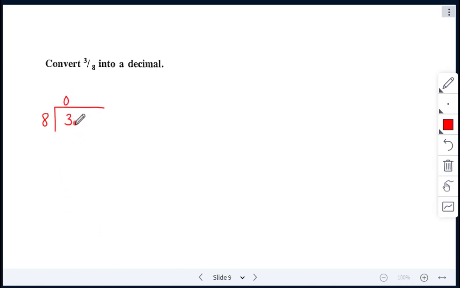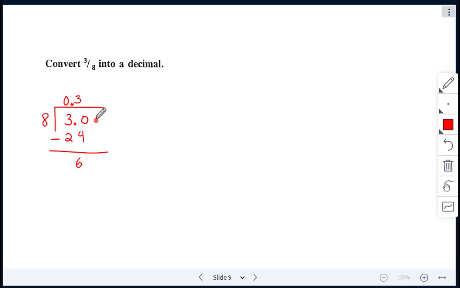And now we'll start adding zeros to the 3. So put a decimal here, we'll add our first 0, line up the decimal up top there as well. So now we're looking at 8, and how many times will it go into 30? So it'll go 8 times 3, which gives me 24. All right, and then we would subtract 30 minus 24, which is 6.